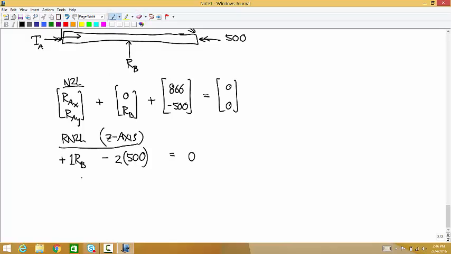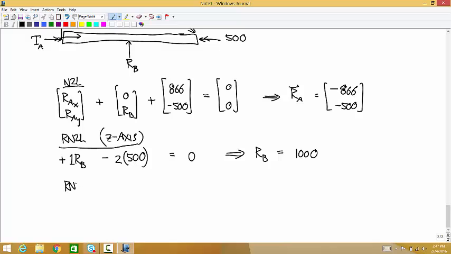Okay, so this says that RB is equal to 1,000. And then we can use that to say that RA is equal to negative 866, negative 500. And now we have one more to do, the moment equation about the x-axis.